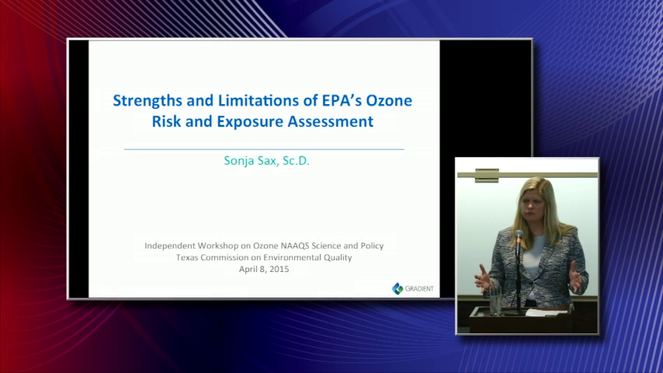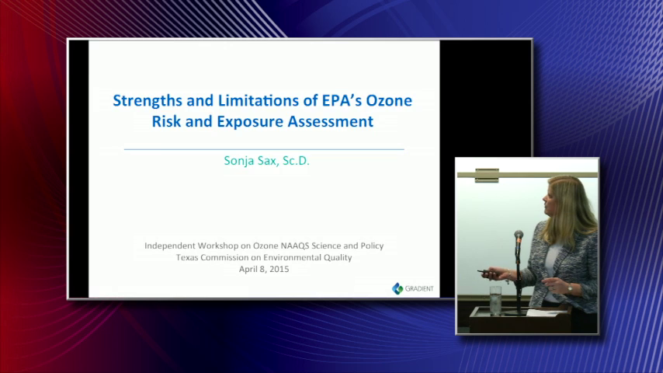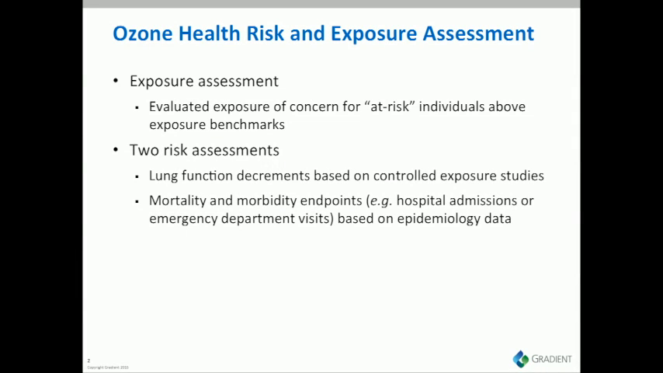We've talked a lot about the controlled exposure studies. That's one piece of it, the lung function decrements. We've now talked a lot about the epidemiology studies, and that also lays the groundwork for the risk assessment. All right, so what did EPA do? They conducted actually 3 different assessments. One was purely an exposure assessment, and this was evaluating exposures for particular subgroups, what EPA called at-risk individuals. These are children, asthmatic children, and asthmatic adults. They evaluated the percentage of these groups of individuals that exceeded certain exposure benchmarks. And these exposure benchmarks were 60 ppb, 70 ppb, and 80 ppb.